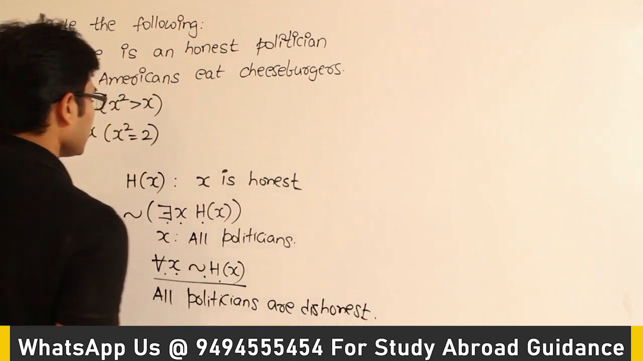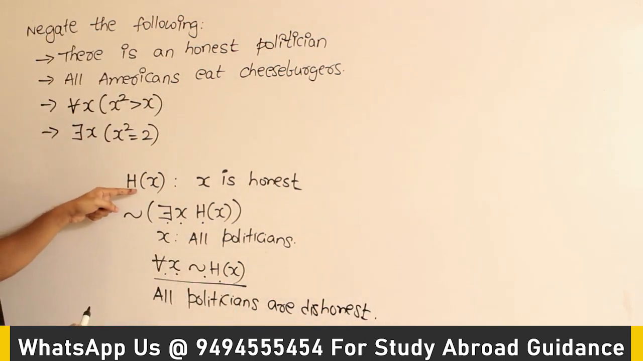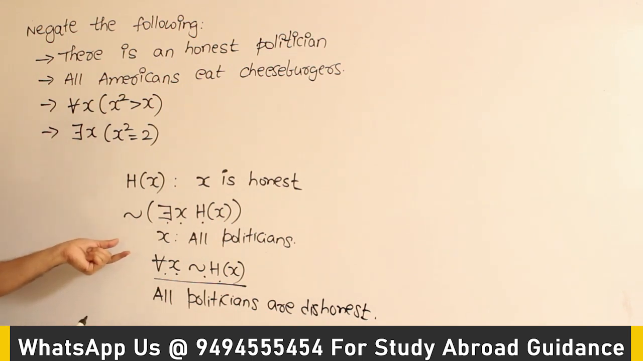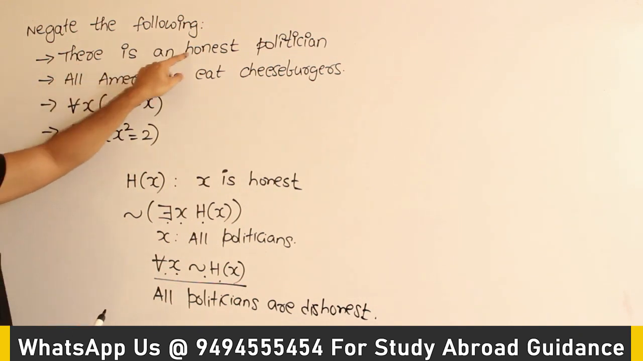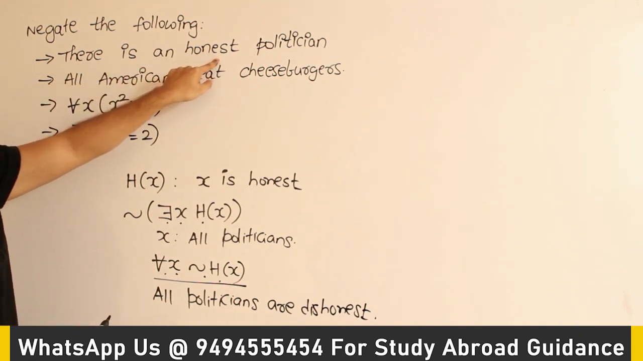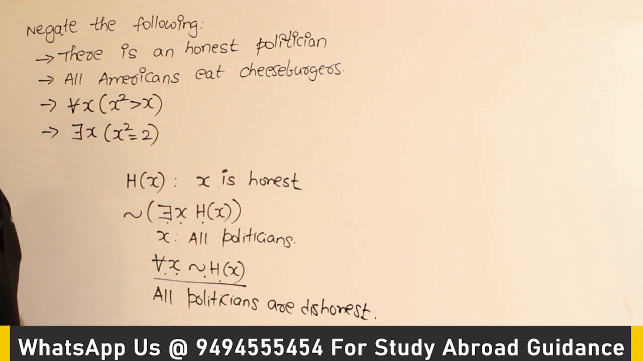Right? Even without converting it into propositional function, you could have directly said it there itself, but then by writing like this you will get a clear idea. Even here also you can say it directly. There is an honest politician means if you want to negate it, there should not be any honest politician. Then what is the meaning of it? All the politicians are dishonest. So you can check the options and pick which one is the right one.